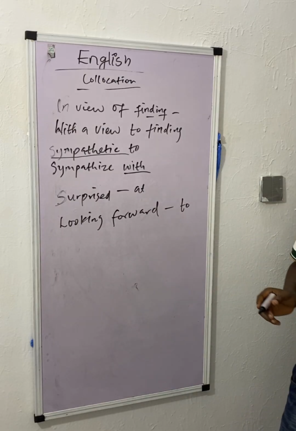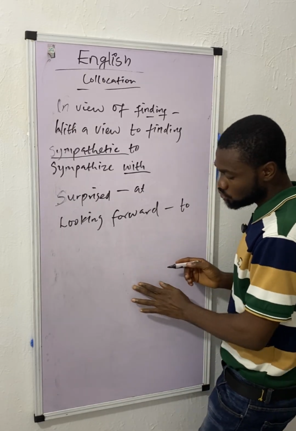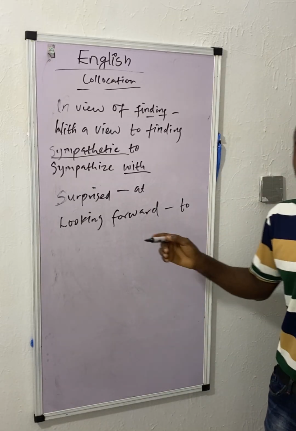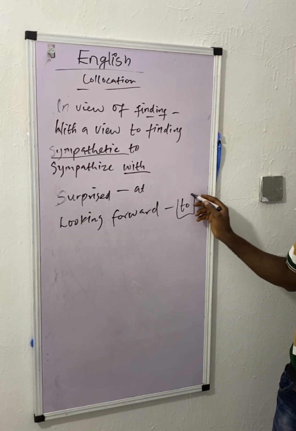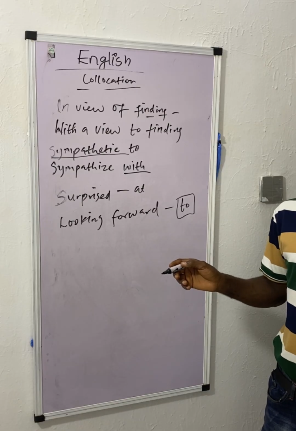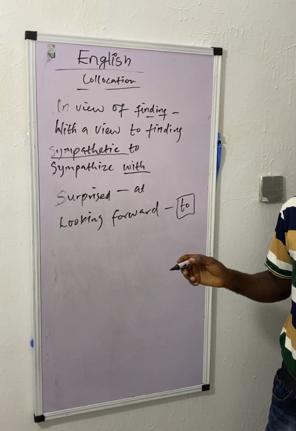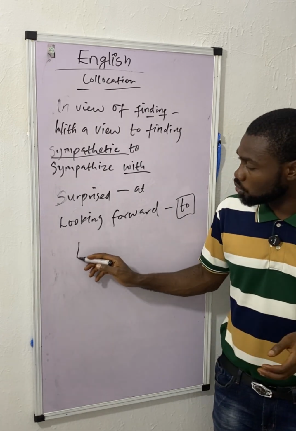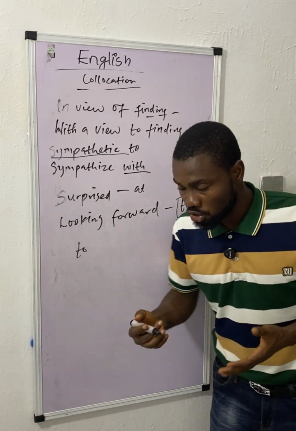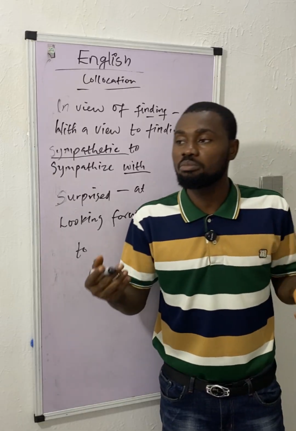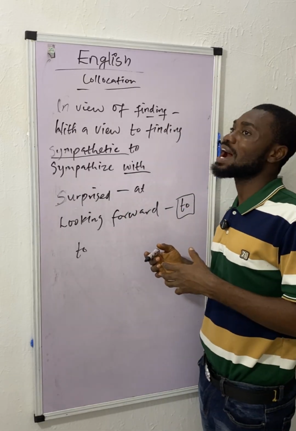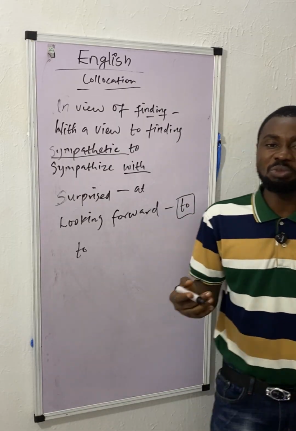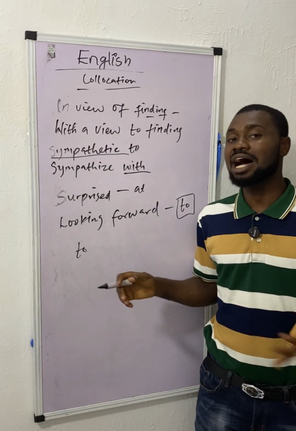Looking forward to. There's one thing about to. Anytime you use to, there's always a need to put a gerund. Looking forward to visiting you. It must come with a gerund or noun, but never with a verb. Looking forward to seeing more, looking forward to learning more, looking forward to attending more. Don't say looking forward to attend more, looking forward to do more. Use a gerund or a noun.